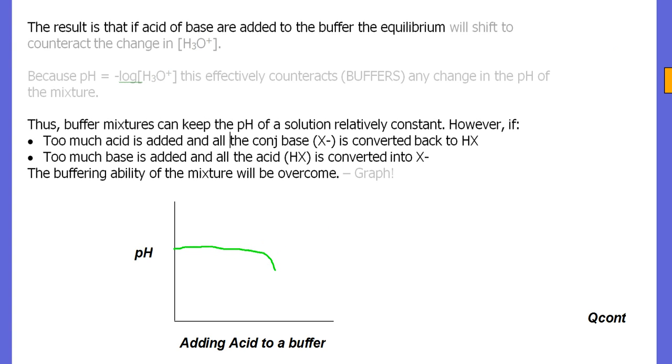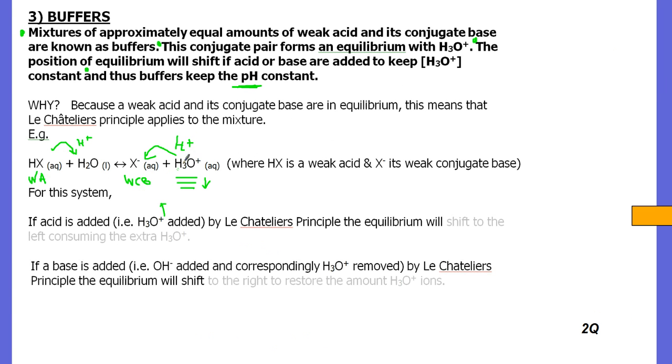So we go back a slide. If we're adding acid to this mixture, so we're raising the hydronium ion concentration, we know we're shifting the reaction to the left, but eventually we're going to run out of X minus ions to react with the H3O+, and that's when the buffer becomes overcome.